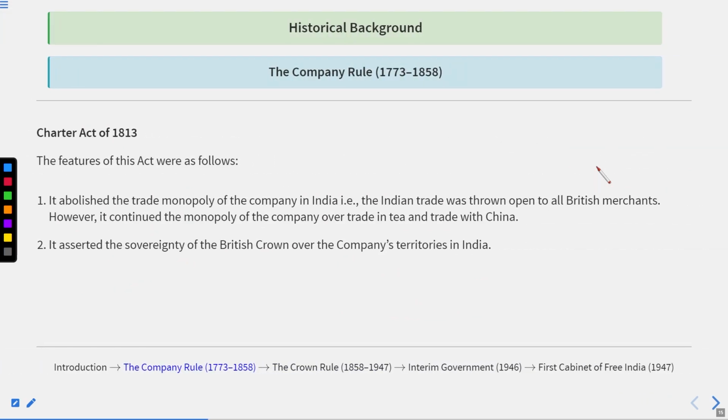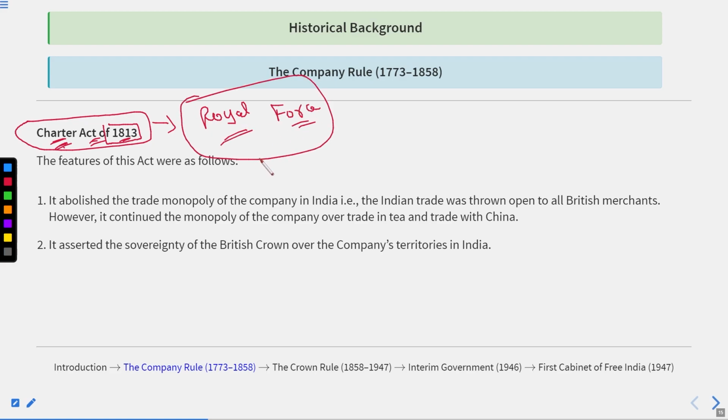Thereafter, another act was passed after 20 years of the Charter Act of 1793. It means in 1813. But that is also a Charter Act. It means that it also has royal force.